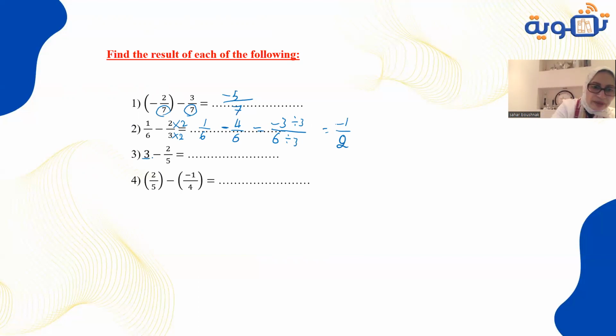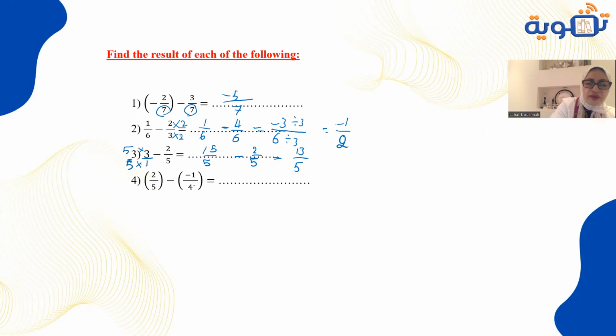You remember, you can make any integer a rational number, so it will be 3 over 1. I will multiply this one by 5, up and down. So it will be 15 over 5 minus 2 over 5. I keep 5 as it is, because it's the denominator. 15 minus 2 will be 13.